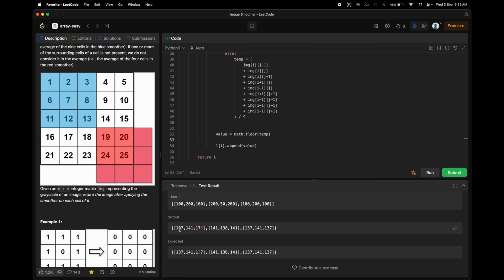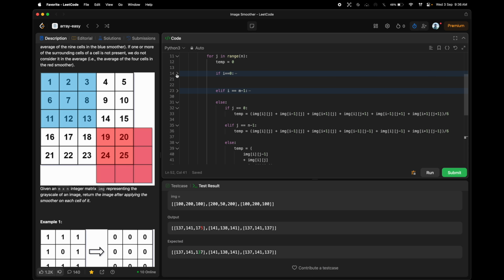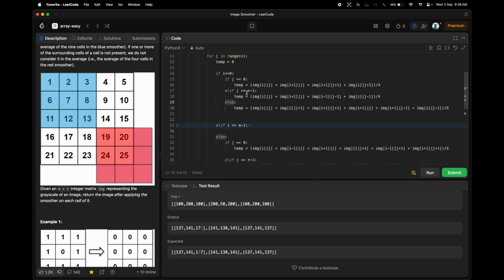Oh, I think we got the answer, we got it. And if you see 137, 140, okay, the last one is incorrect. Okay, everything is correct. What is not correct is top right. Top right means the corner equal to 0 and the corner would be this value.